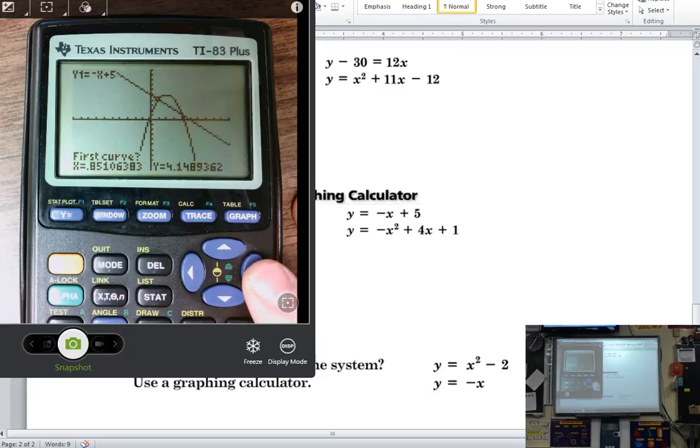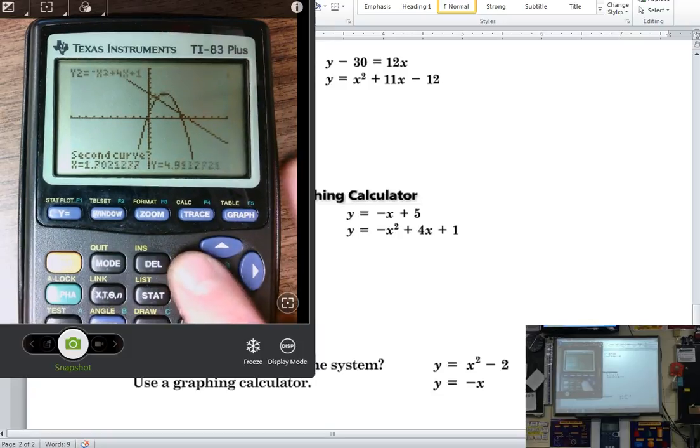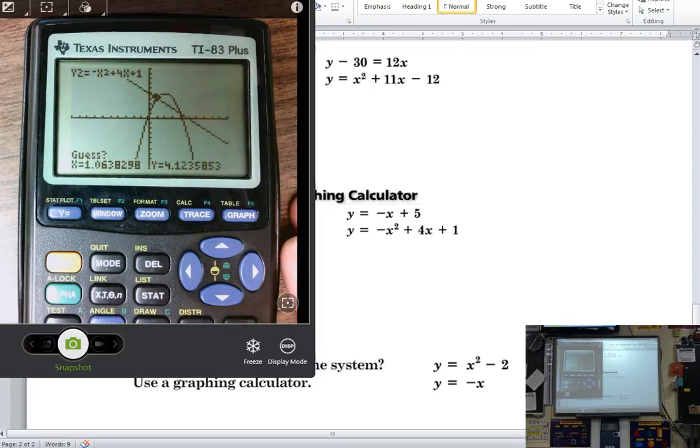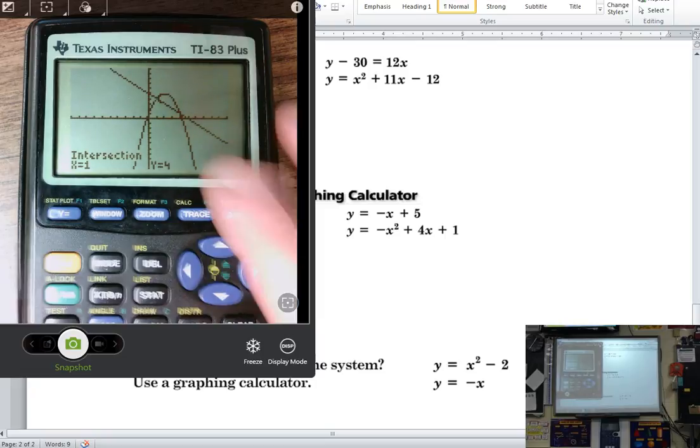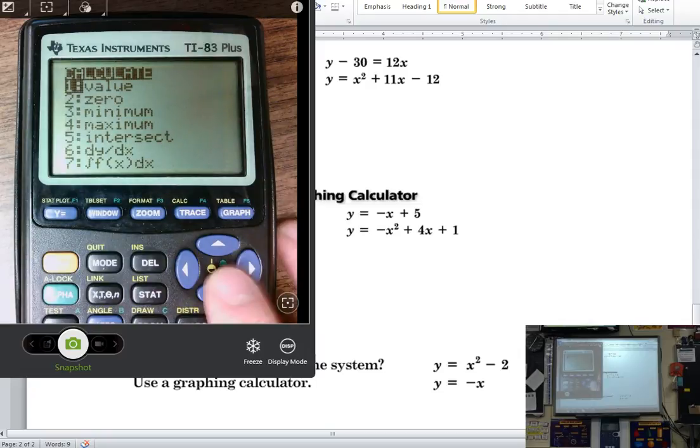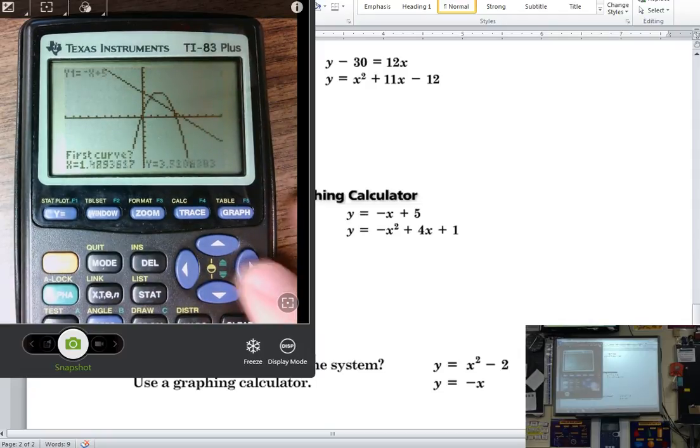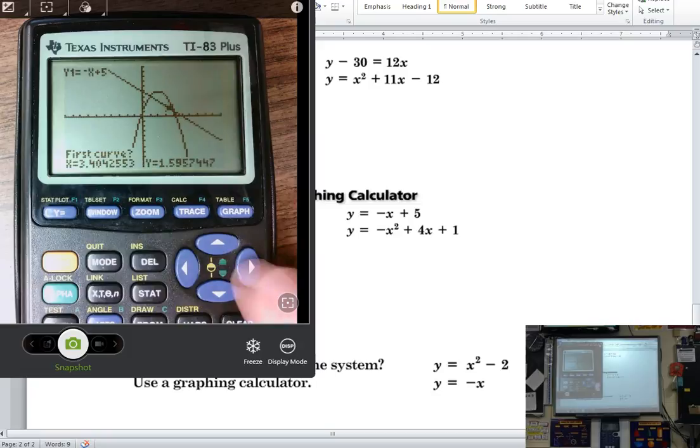So notice, just watch up here for a second. It says first curve, I hit enter. Then it says second curve, I'm on the parabola now, not the line. So still as close as possible to the intersection, hit enter. Then it says guess, all of these points should be at the same point. So you should just be hitting enter, enter, enter for first curve, second curve, and guess. We come out with 1, 4. Then I second trace again for intersect, move over to the other, and again, once I get the point closest to it, I just enter, enter, enter.